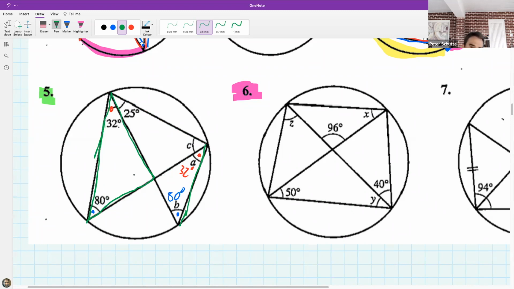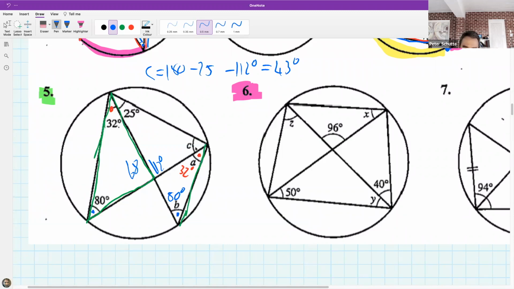Okay. So how did you get to C? Yeah. And then I said 180 minus 80 minus 32. And then I got that angle that's not there, which was 68. And then I did angles on a straight line. So I said 180 minus 68. Then I got 112. That's the other angle. Then I said 180 minus 25 minus 112. And then I got C is 43. I hear you. That sounds good to me.